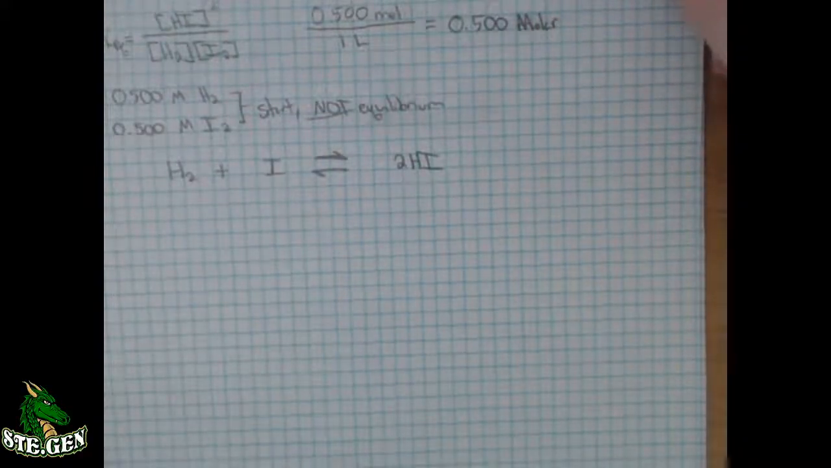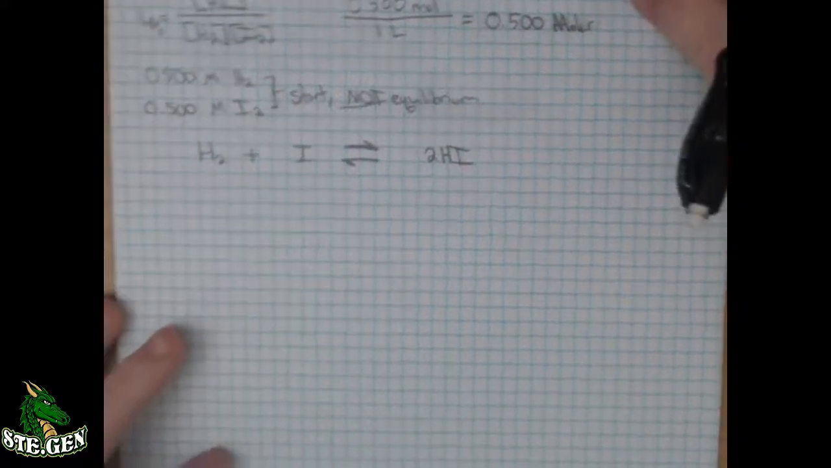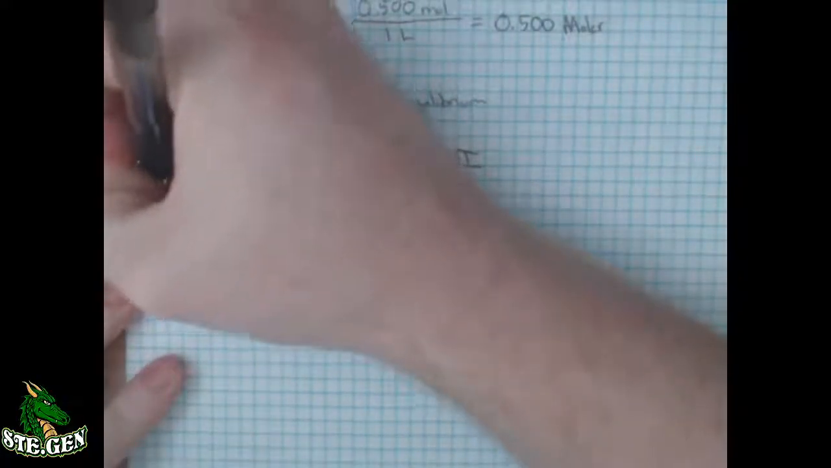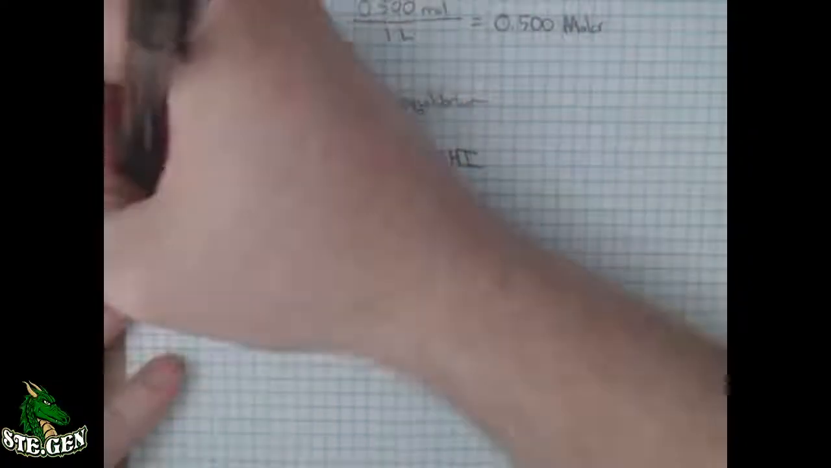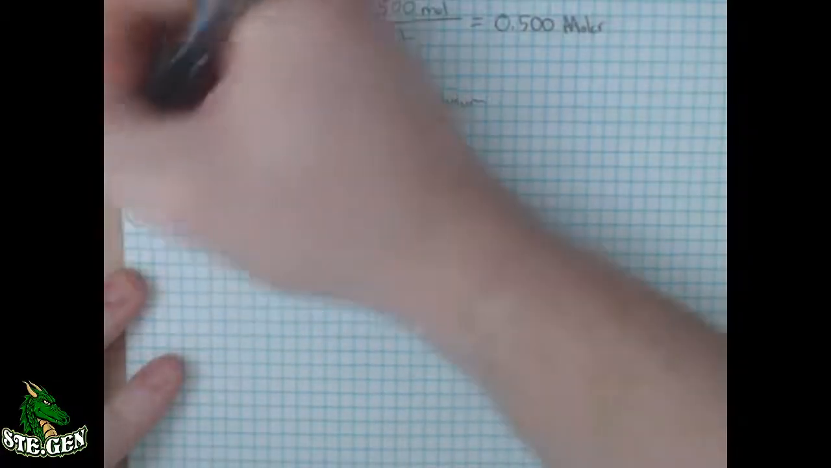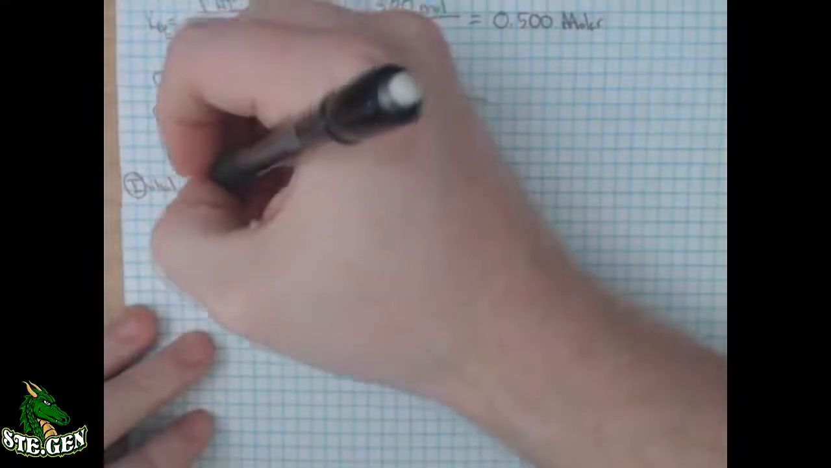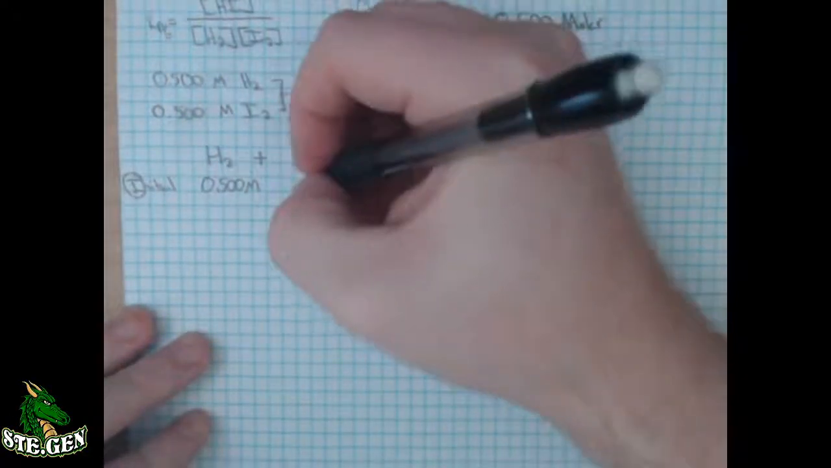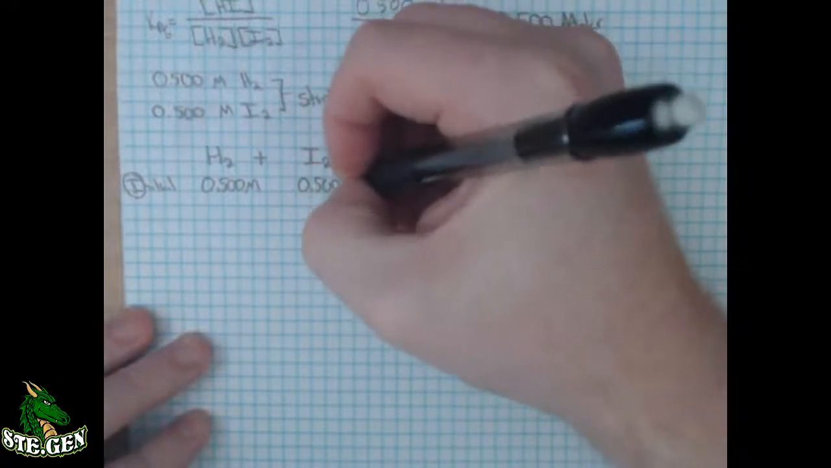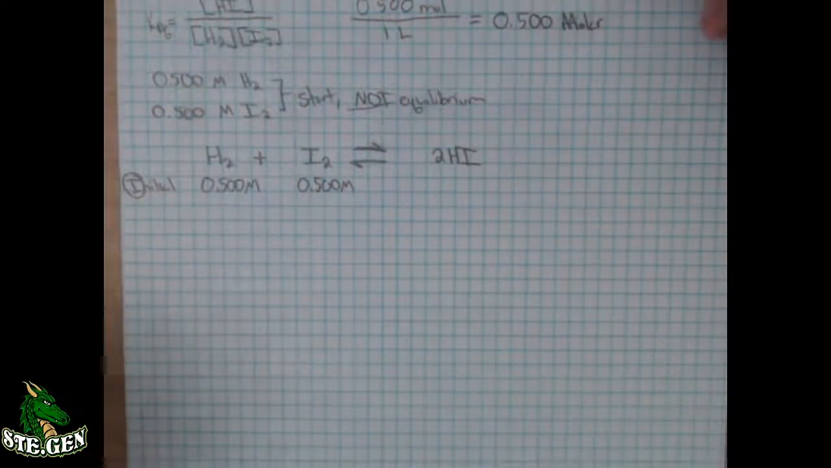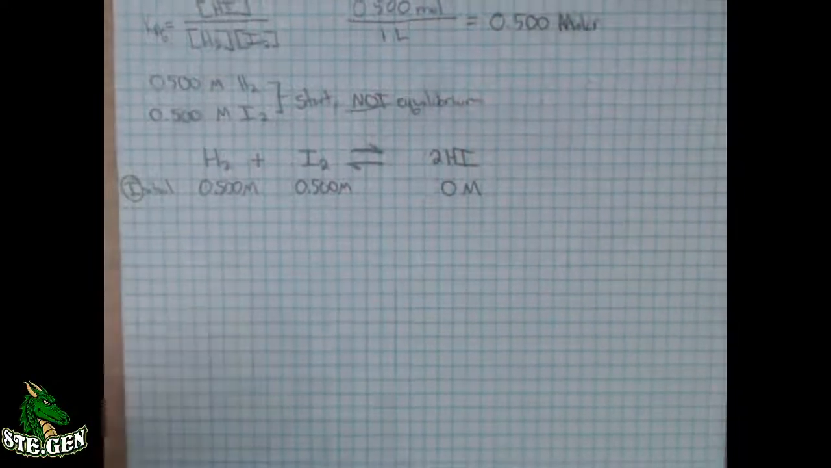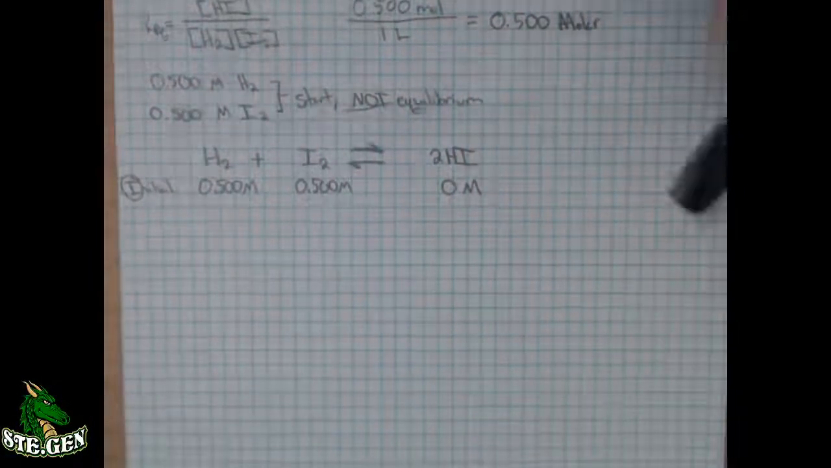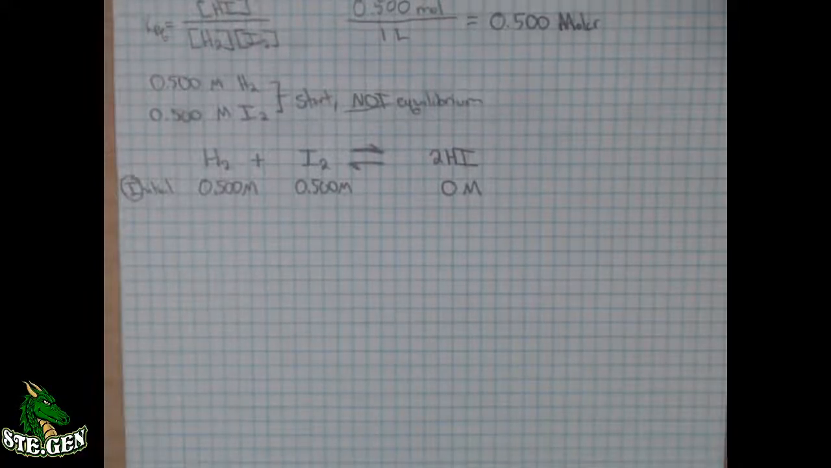Now, what we're going to do first is list out what we have initially, or at the beginning. And this is the I of our ICE table. We want our initial. So for H2, our initial concentration is 0.500 molar. And for I2, it is 0.500 molar. And then initially, we don't have anything of our hydrogen iodide. We don't have any HI at all to begin with.